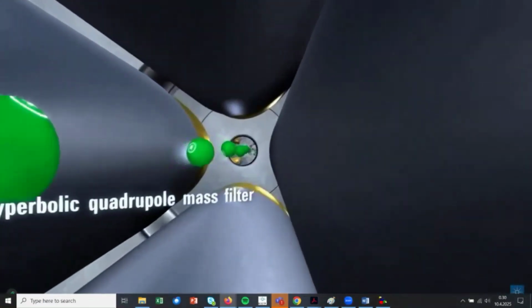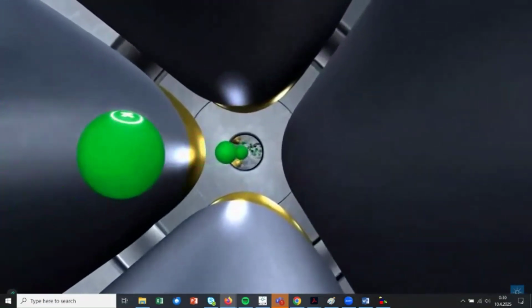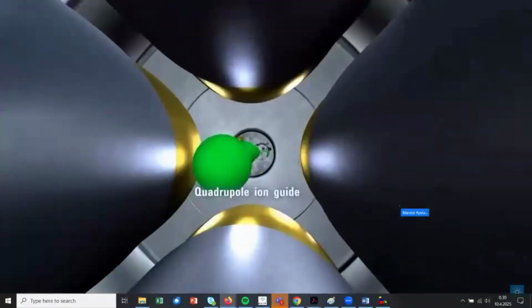The now hyperbolic shape of the rods, these green ones, enhances ion transmission and spectral resolution.